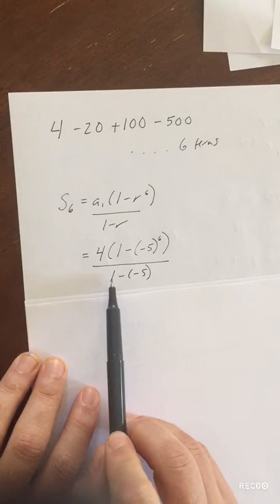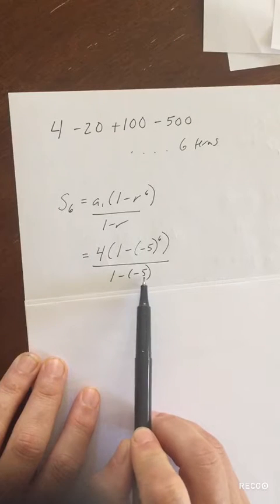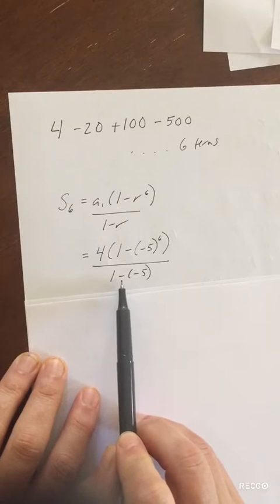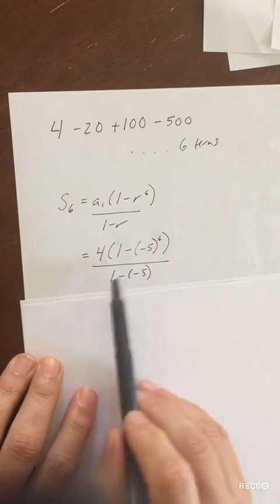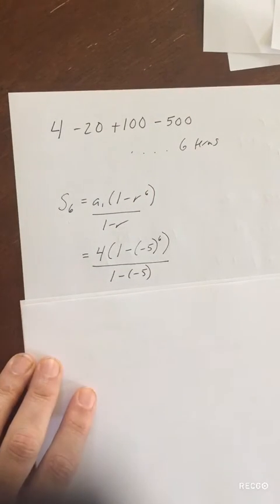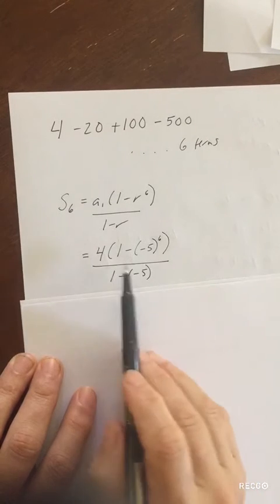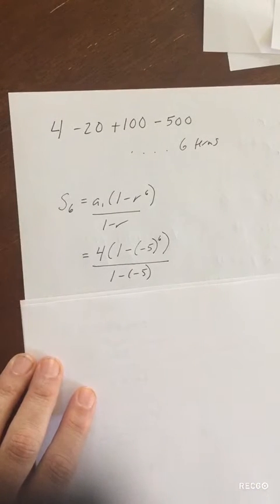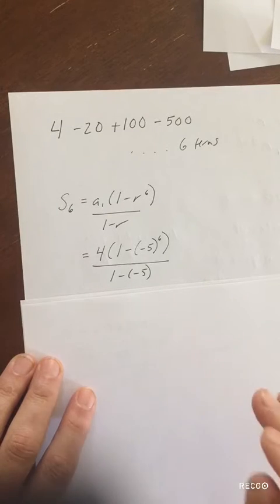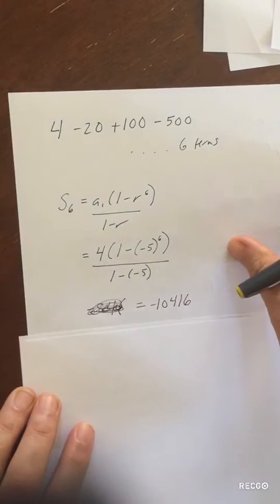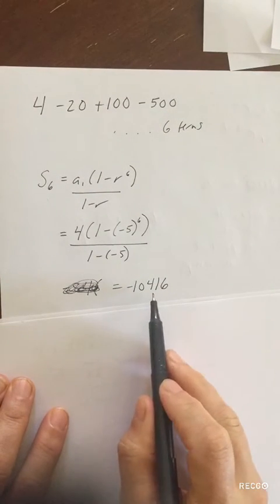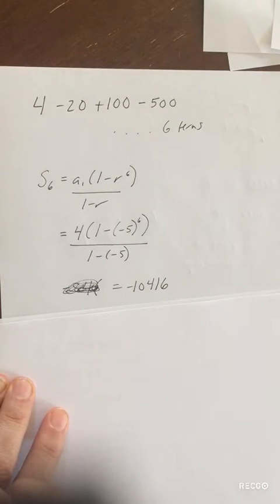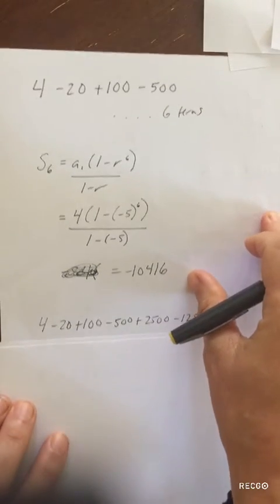Okay, and it's going to be divided by 1 minus the ratio. So it's going to be 1 minus -5, which of course is going to turn into, if you just want to plug it in the calculator, dividing by 6. That makes sense to me. Okay, so anyway, plugging that into the calculator very carefully. Again, this is where most of the errors happen, is plugging it into the calculator. I end up with this sum of -10,416.